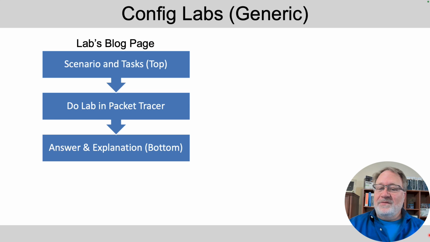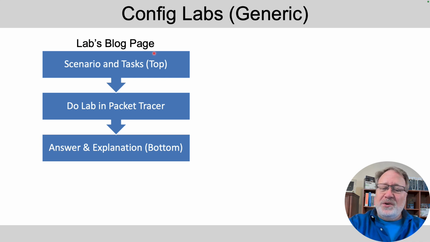So with all my config labs, there's a blog page, and I expect you to go to it. The top part of the page tells you a scenario and tasks you should do during lab. Then in the middle, very briefly, it says, hey, go do this in Cisco Packet Tracer. Except you can't do this lab in Cisco Packet Tracer because it doesn't support all the commands. So I'm going to ask you to do it in Cisco Modeling Labs, and you can use the free version.